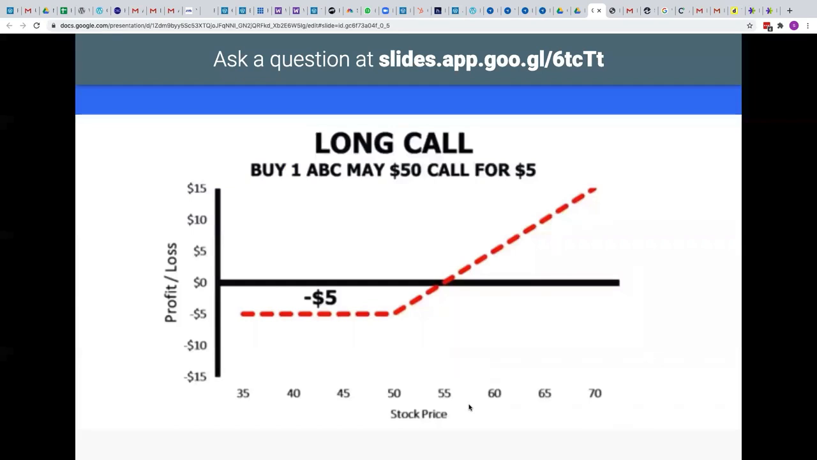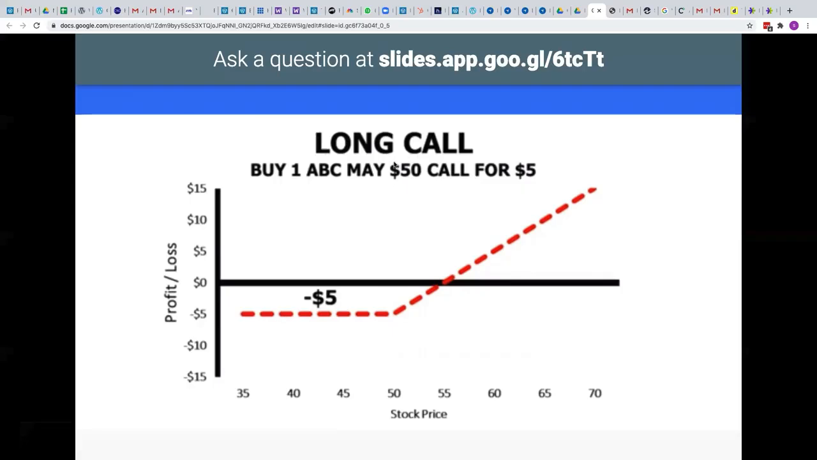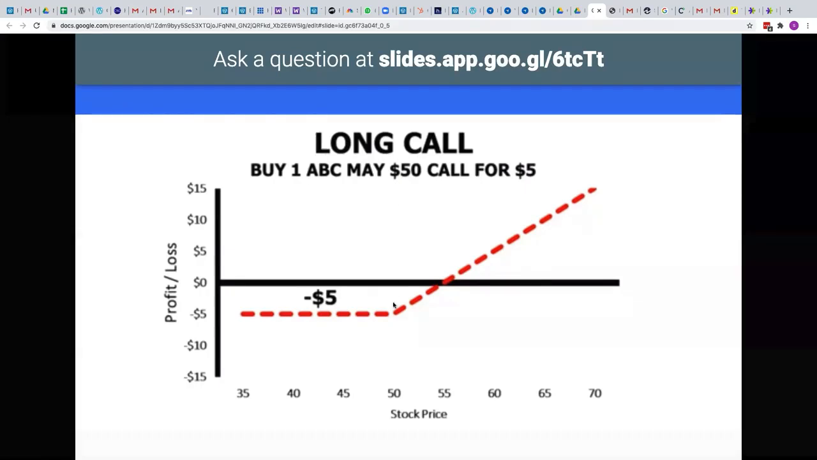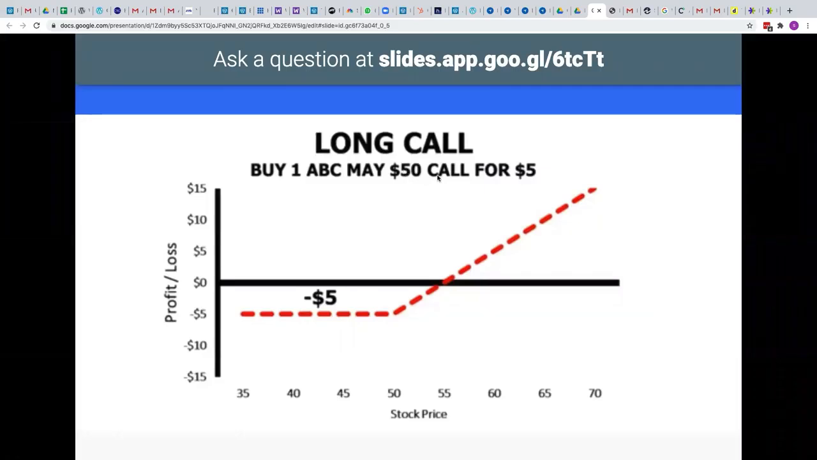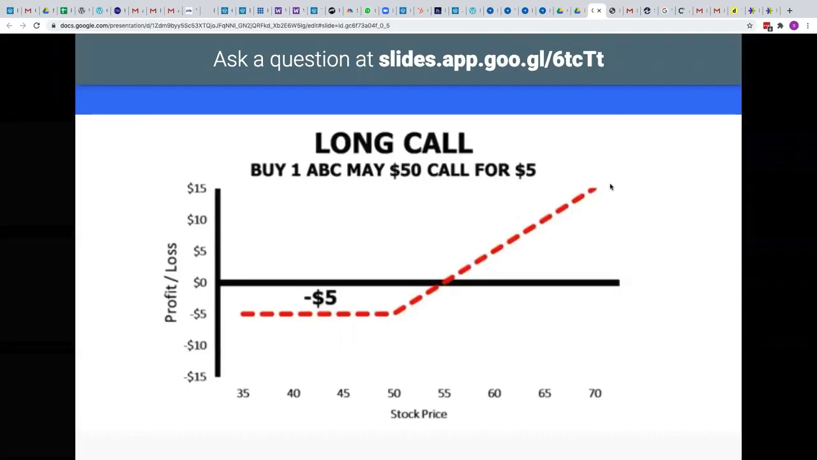This is the long call, guys. Let's say you are long on a call. You buy one ABC May $50 call for $5. That means your strike price is 50, and you're betting that the price will stay around 50 or more. For you to make a profit, the price should be greater than 50 plus 5, which is $55. But if you look at this graph, if it is 35, you only lose $5. Even at 55, you lose whatever you put in. But beyond that, you're in a profitable zone, right?